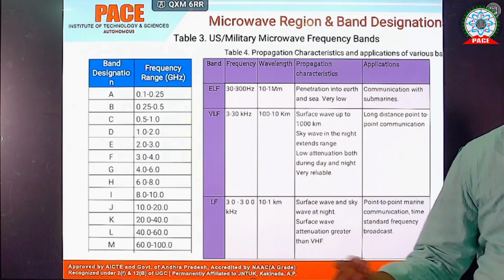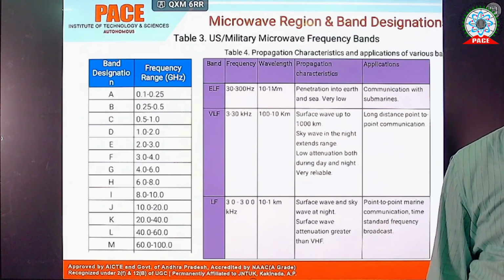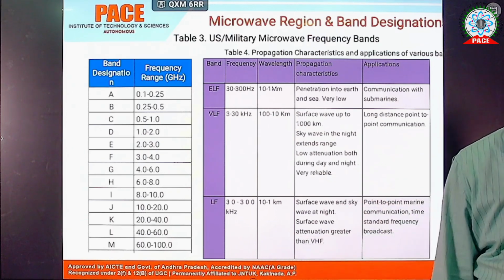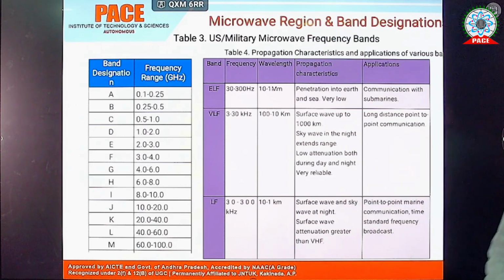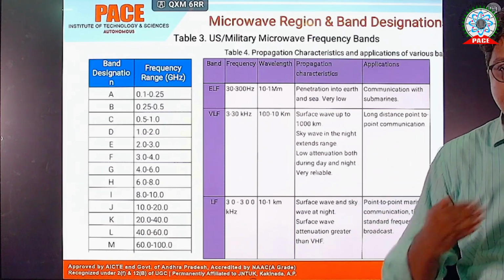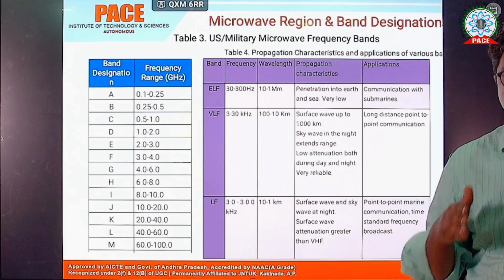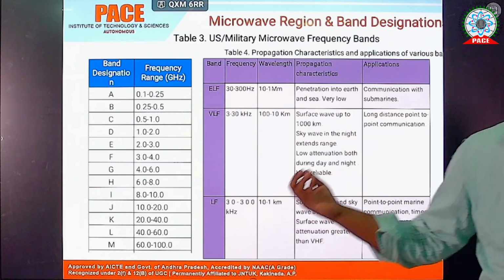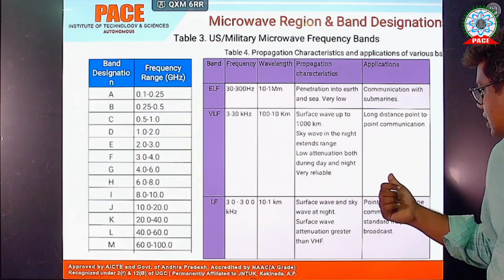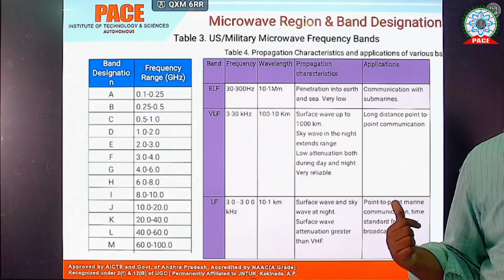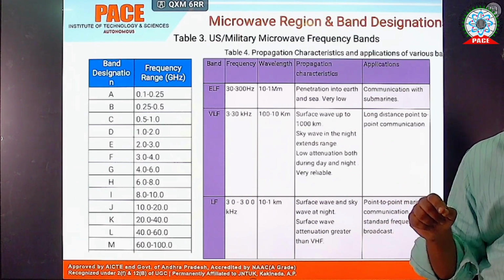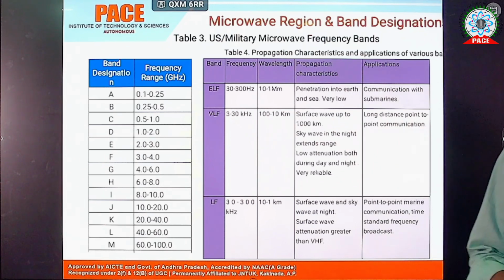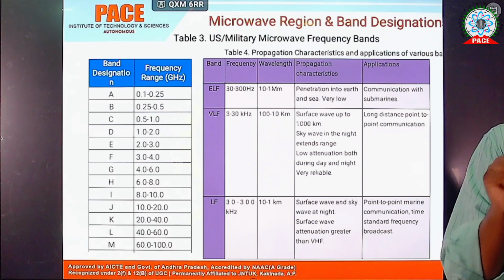Coming to the very large frequencies, ranging from 3 to 30 kilohertz, it can mix with surface waves of up to 1000 kilometers, which is useful for long distance point to point communication. Nowadays point to point communication plays a vital role in meeting the demand and supply of users. Next, at 30 to 300 kilohertz, there are surface waves and sky waves at night, which are attenuated, used for point to point communication with standard frequency broadcast.